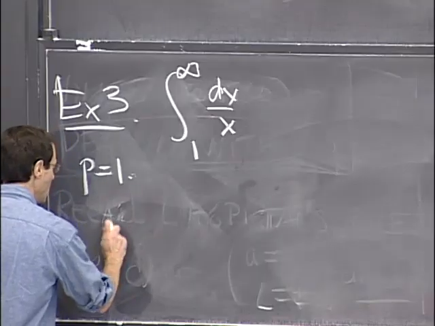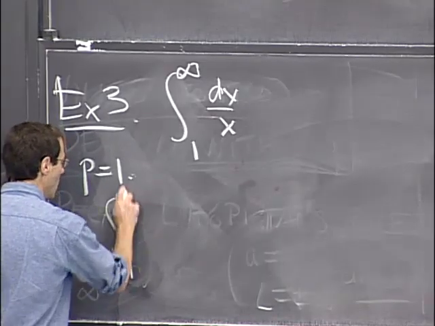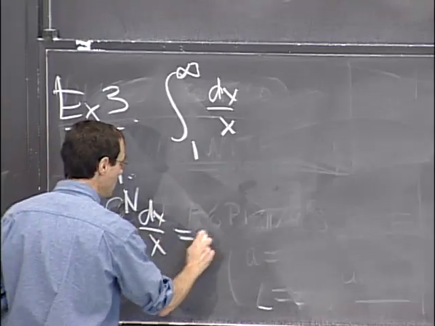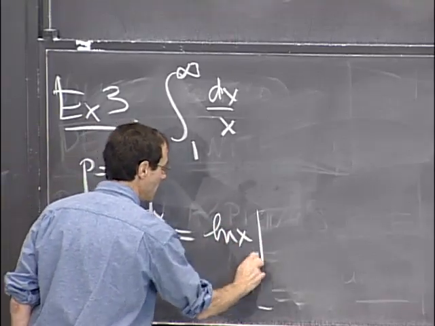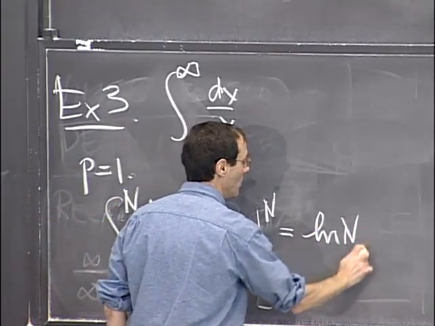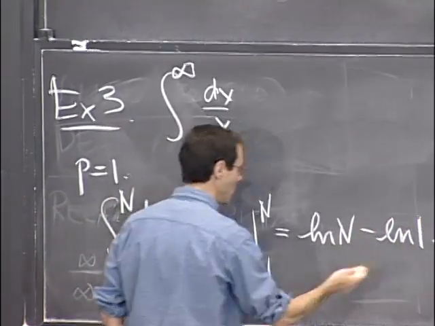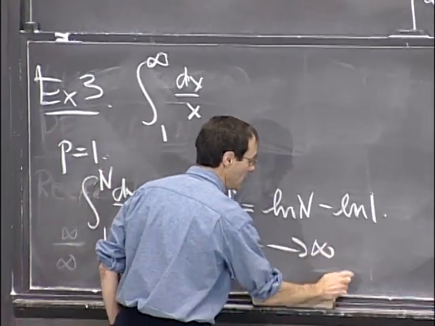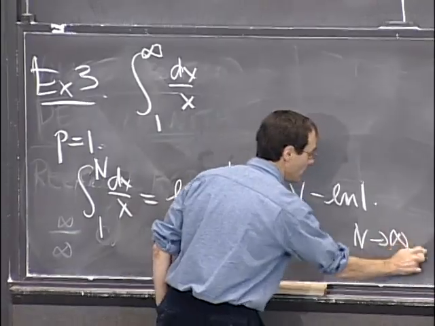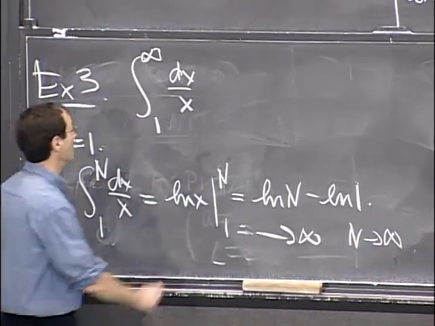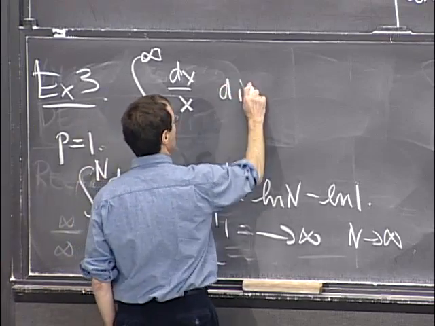I break it up into an integral that goes up to some large number n. I see that the logarithm function is the antiderivative. And so what I get is log n minus log of 1, which is just 0. So this is just log n. In any case, it tends to infinity as n goes to infinity. So the conclusion is, since the limit is infinite, that this thing diverges.